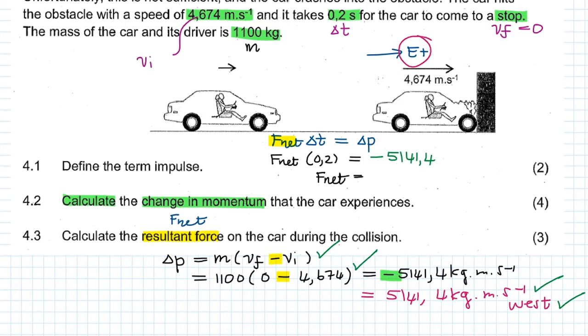Dividing both sides by 0,2, we find that the net force is negative 25707. And remember, we now need to interpret that negative, so it's positive 25707, and this will be Newton since it is net force. The negative means in the opposite direction to east, which we chose as positive, and therefore the net force is towards the west.